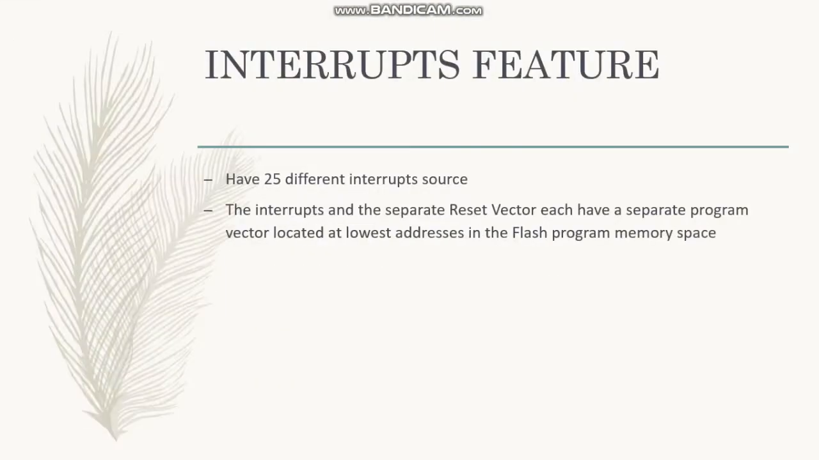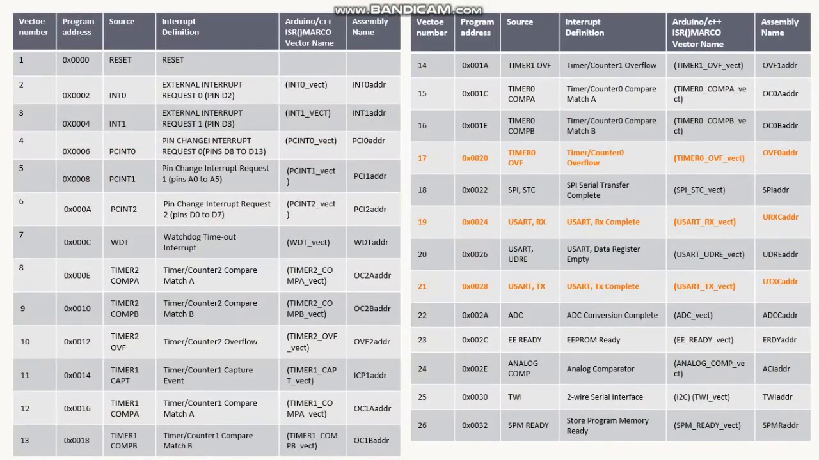Interrupts feature. It has 25 different interrupt sources. The interrupts and the separate reset vector each have a separate program vector located at the lowest addresses in the flash program memory space. This is the complete list of vectors in the ATmega328P. As you can see, each interrupt vector occupies 2 instruction words.